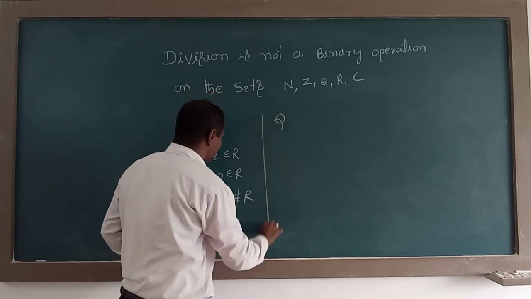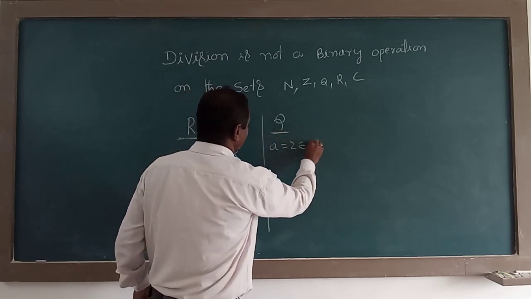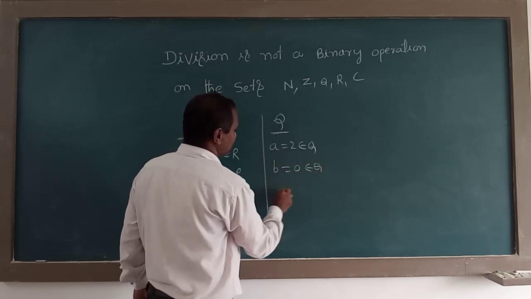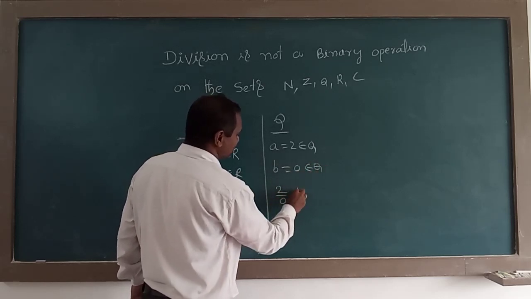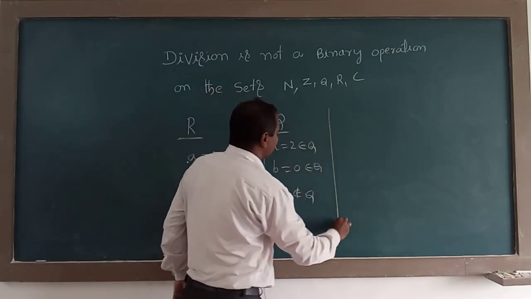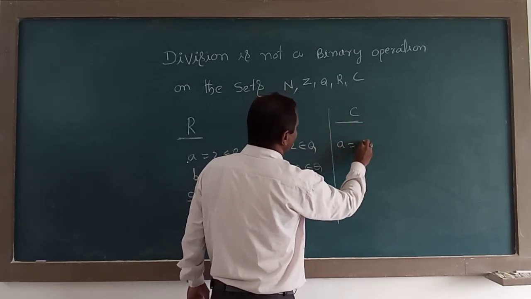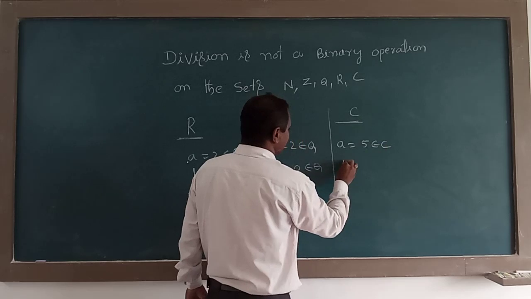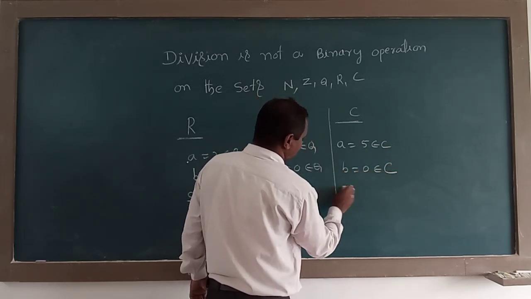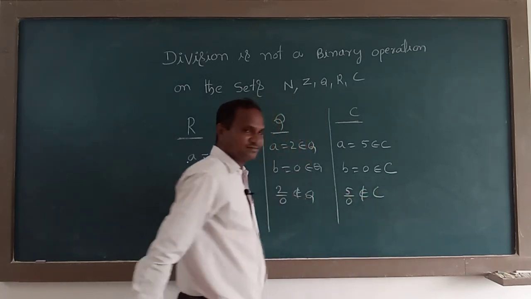In Q, take a equal to 2 belongs to Q, and b equal to 0 belongs to Q. Then 2 by 0 does not belong to Q here. Even for complex numbers, C is the set of complex numbers. Here also a equal to 5 belongs to C and b equal to 0 belongs to C, but 5 by 0 does not belong to C here.